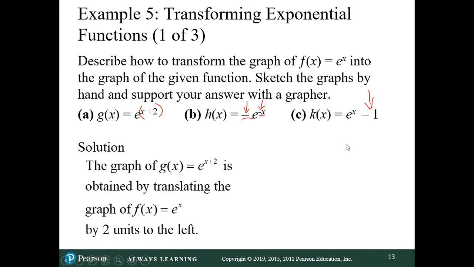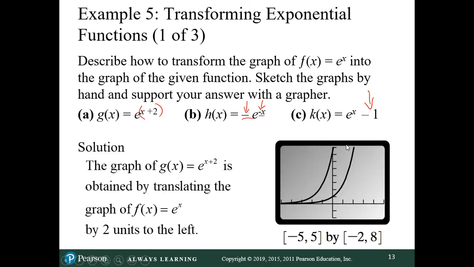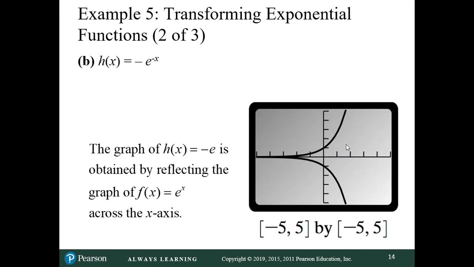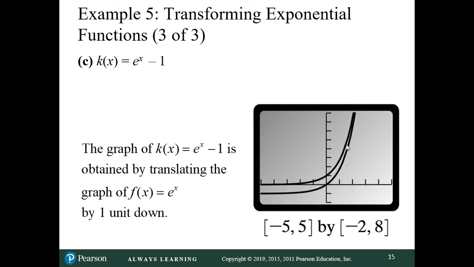So, e to the x plus 2, 2 units to the left, like we said. Negative e to the negative x reflects around the y and then the x. Ooh, just the x-axis. Well, that seems strange. And then this one moves it down by one.